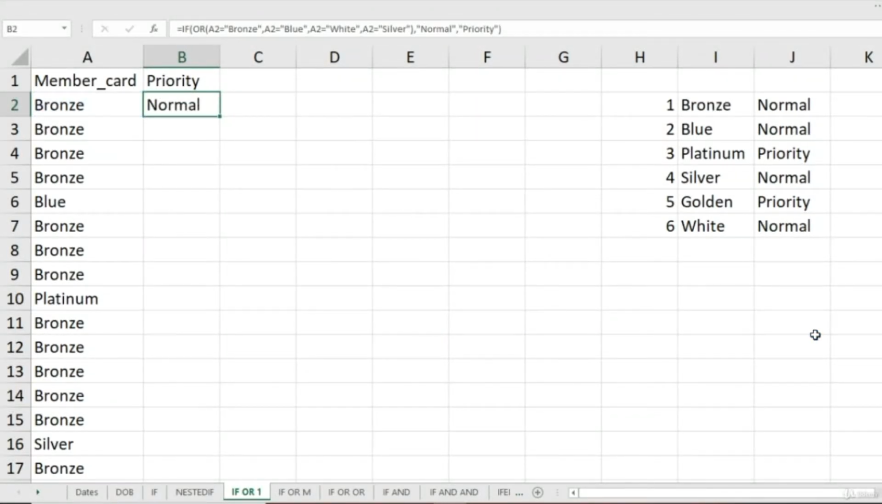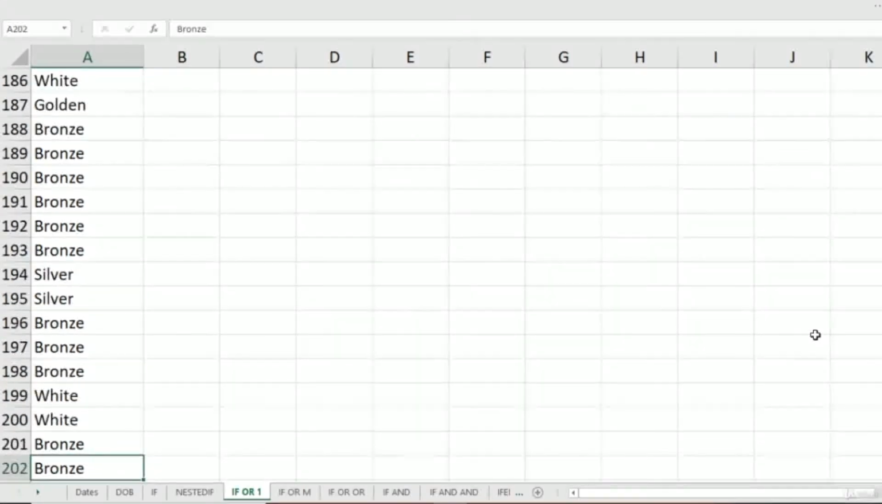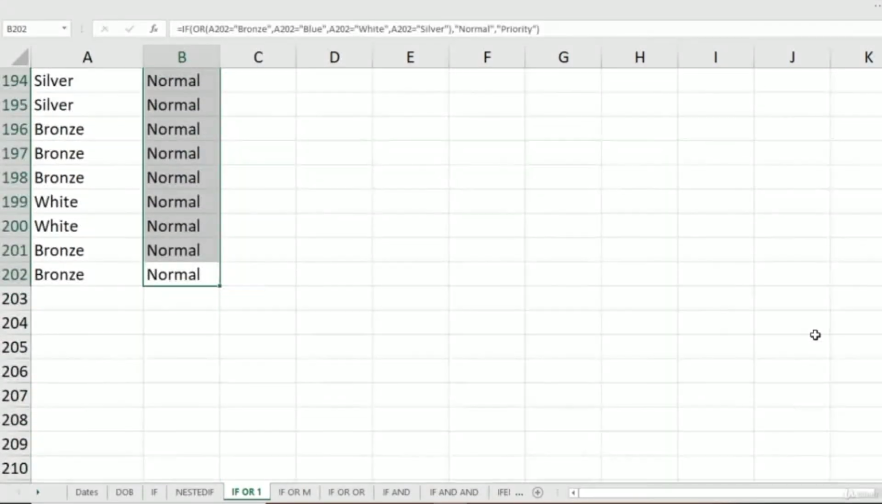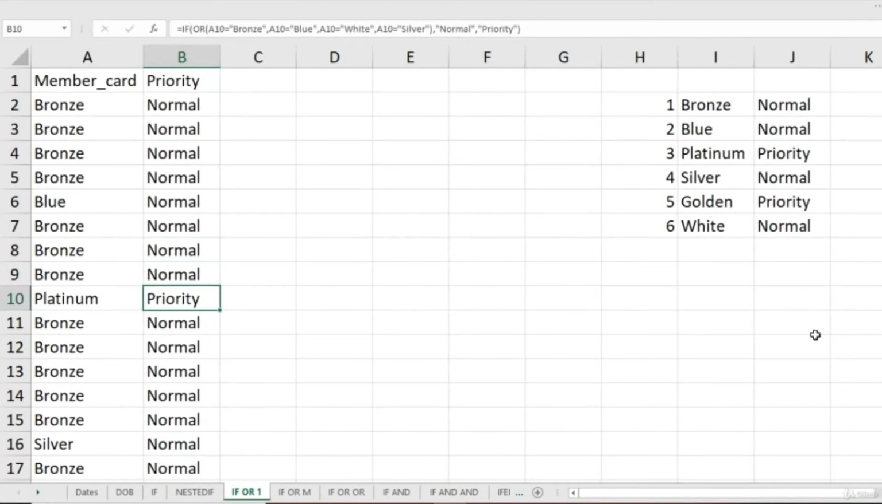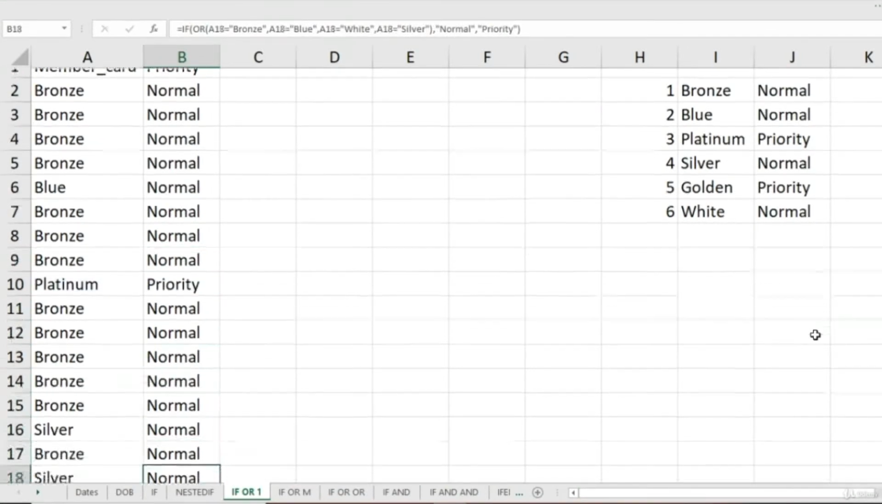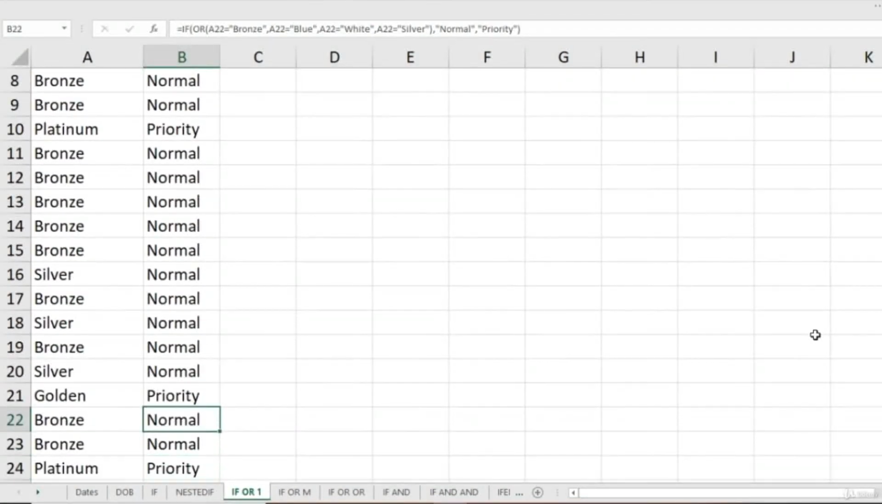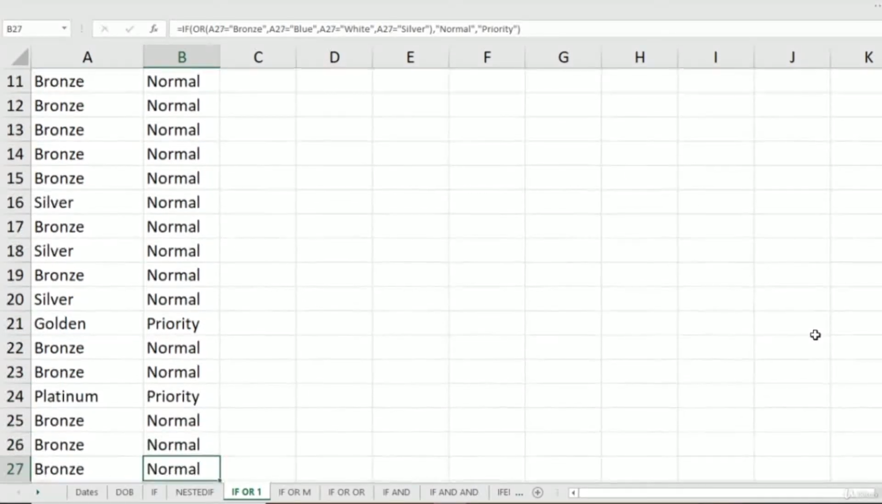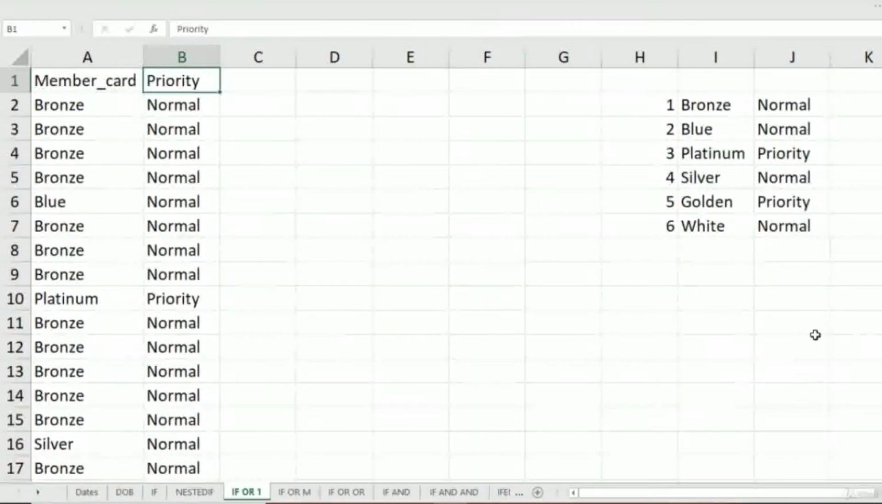So if I just copy paste it downwards, you will see what is happening here. You can see that where the card is platinum, it has given us priority. In all other cases, it is showing me as normal instead. Golden is giving me the priority, and in case of platinum, it is giving me the priority. In all other cases, it is appearing as normal. So that is how it should be.